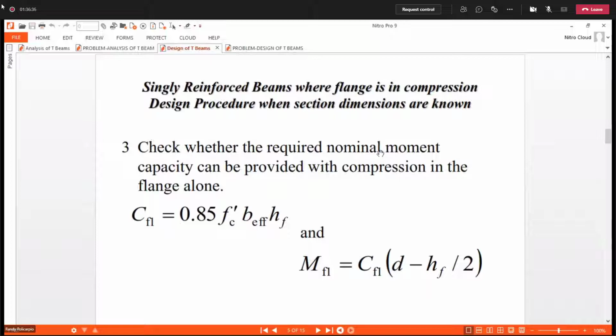Then you determine now the nominal moment provided with compression in the flange alone. So yung flange lang. This is the compressive force given by the flange. Ayun, b effective multiplied by hf. Yung b effective natin, yun yung criteria. So kukunin mo yung criteria, gagamitin mo yung tatlong criteria, and then select the smallest. Yun ang magiging b effective mo. So once you have your compressive force, you may use this formula in determining the nominal moment capacity.